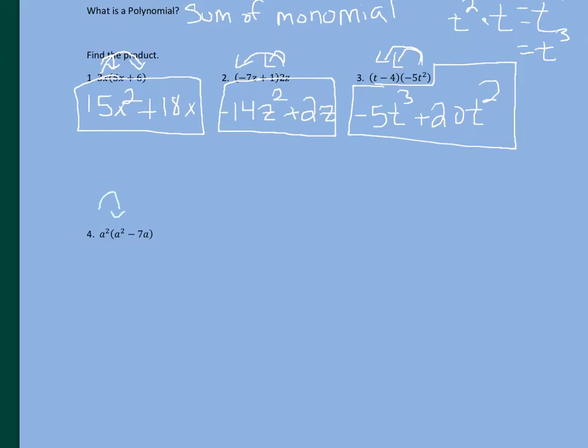Distribute. A squared times a squared. Well, what's 2 plus 2? 4. So a to the fourth. A squared times negative 7a, negative 7a to the third. So there's multiplying a monomial and a polynomial. Okay? So let's go on to the next page.